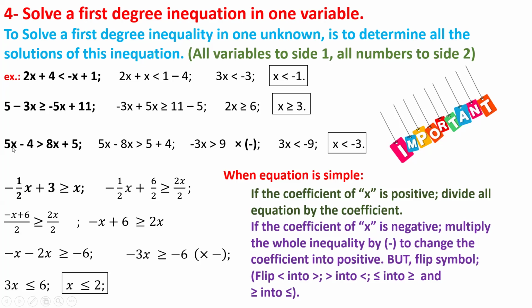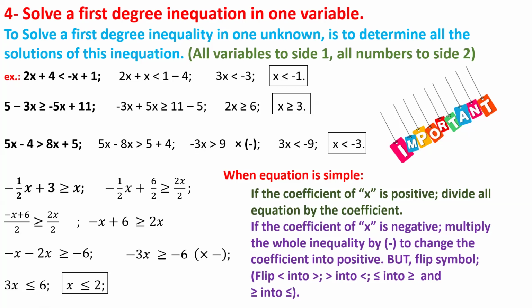Now here, 5x minus 4 greater than 8x plus 5. I get 8x to side 1: 5x minus 8x greater than 5 plus 4. Now, if I calculate side 1, I get minus 3x greater than 5 plus 4 is 9. Now, if I look at the coefficient of x, it's minus 3. I cannot divide the inequality by a negative coefficient. So I should change the negative coefficient into a positive coefficient.